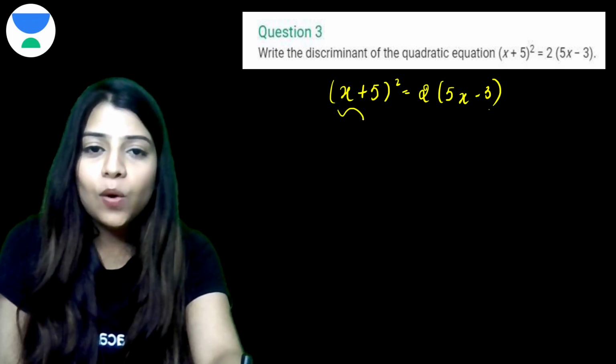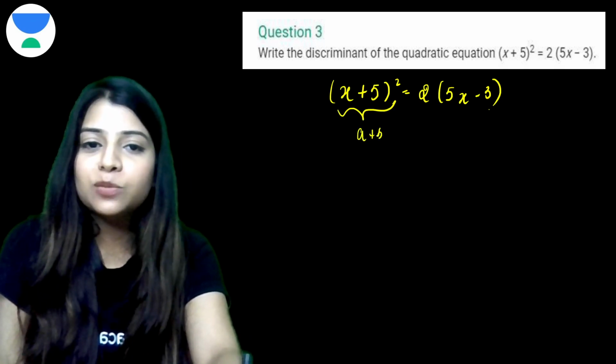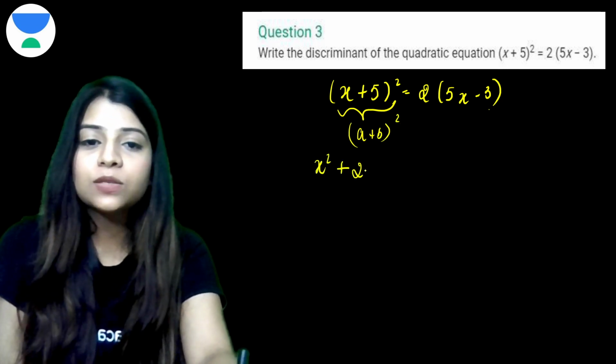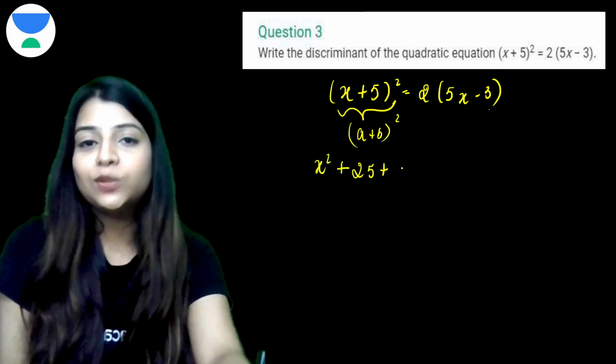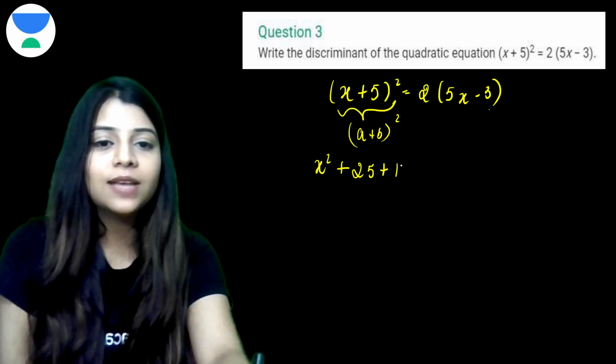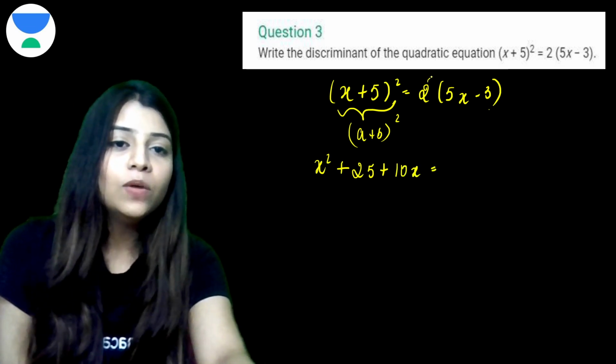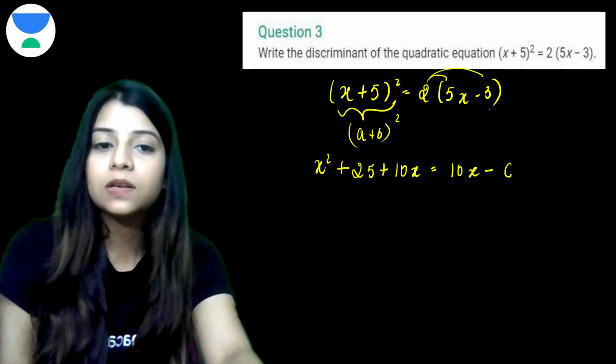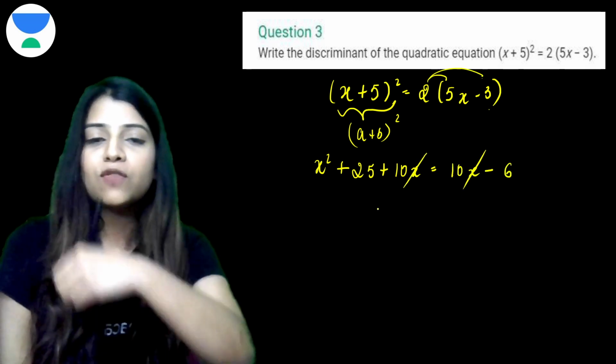So over here we are going to apply (a + b)². So this will become a² + b² + 2ab, that is 5² plus 2 into 5 into x, that is 10x. And over here you will multiply this inside. So it becomes 10x − 6. So 10x will get eliminated from 10x.